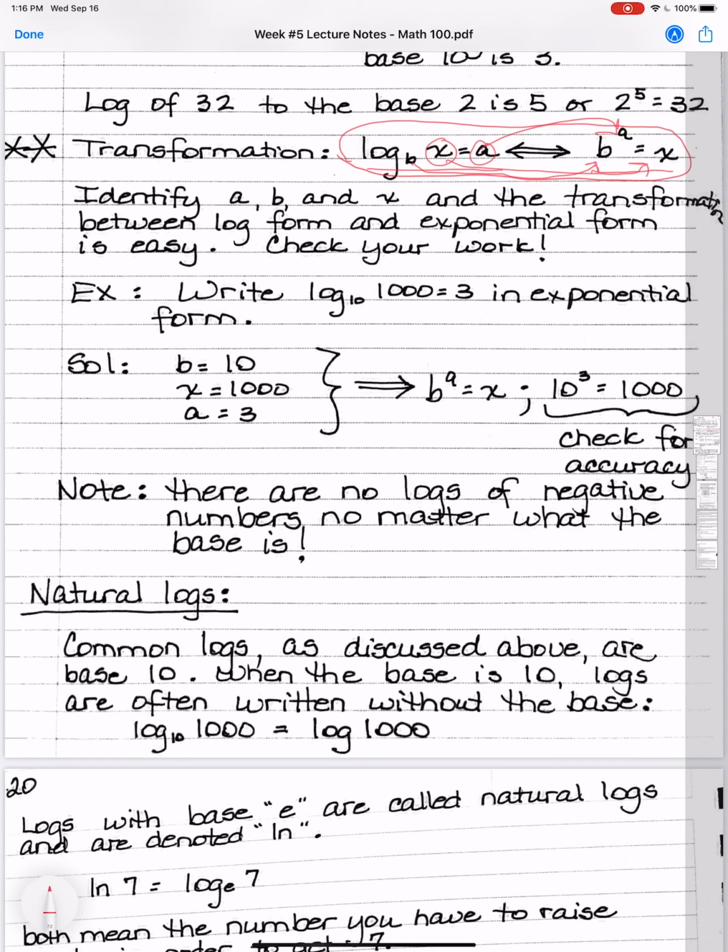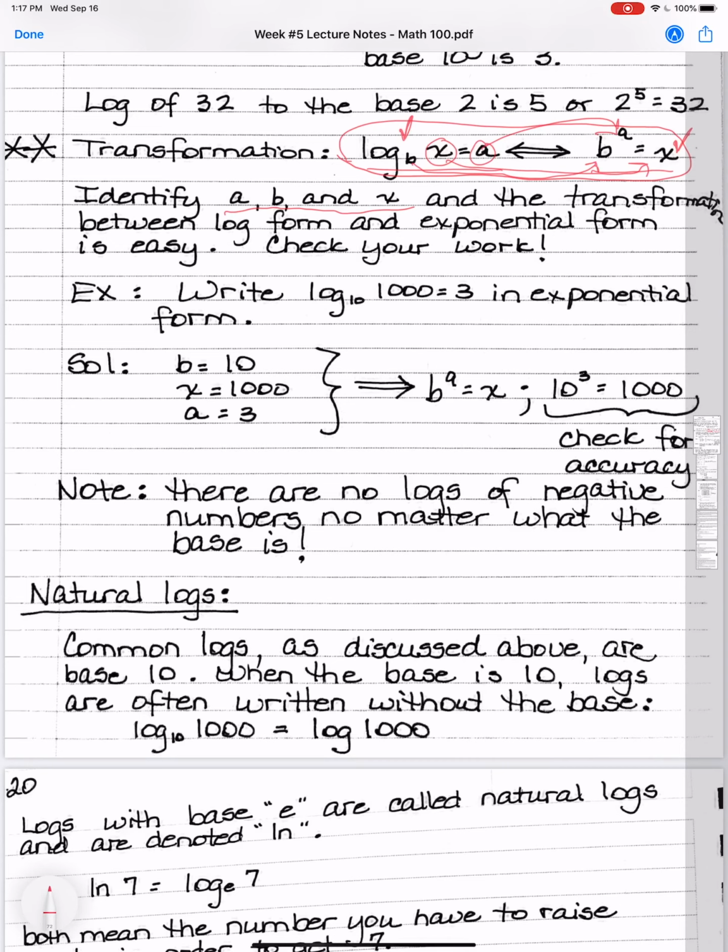So whenever you're trying to do a transformation, if you start with the exponential form right here, you can actually write it in the logarithmic form once you know your a, b, and your x, or if you're given the log form, you can write it in your exponent form. All you have to do is identify your a, b, and x, and then you can make the change. For example, write log sub 10 of 1,000 equals 3 in exponential form.